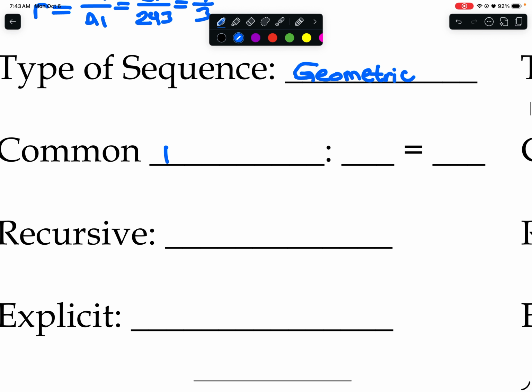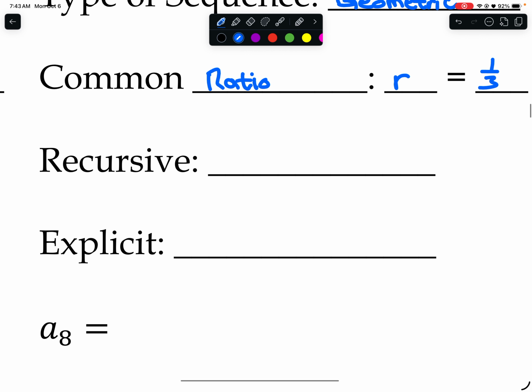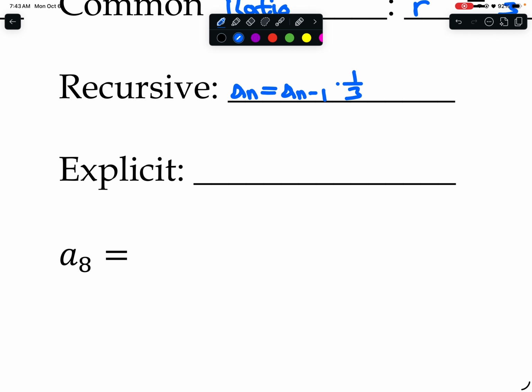Which means we're going to have a common ratio with an R value equal to 1/3. So my recursive form is a sub n equals a sub n minus 1 times 1/3. And then your explicit form here is going to be a sub n equals a sub 1, which in this case is 243, times your common ratio, which is 1/3, raised to the n minus 1.